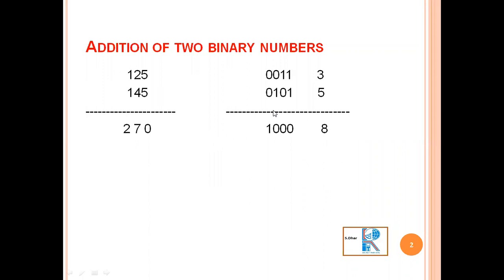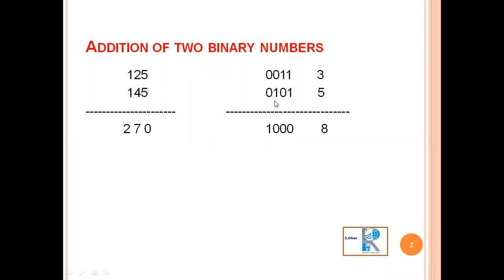The same technique will be used for addition of two binary numbers. Suppose these are the two binary numbers. The number is 0011, the corresponding decimal is 3, and another is 0101. If I add these two numbers, first we add the rightmost bits, 1 and 1. That means 1 plus 1 is 0, and 1 is carry. That carry will be added with the next two bits, that means 1 plus 0 plus carry, again 0, and again there is a carry.